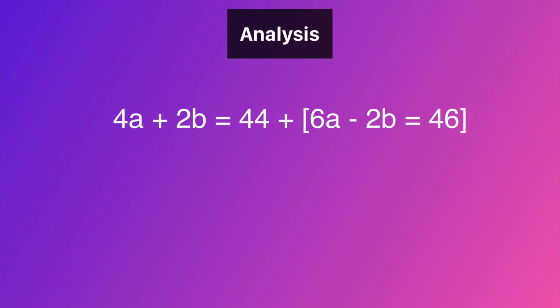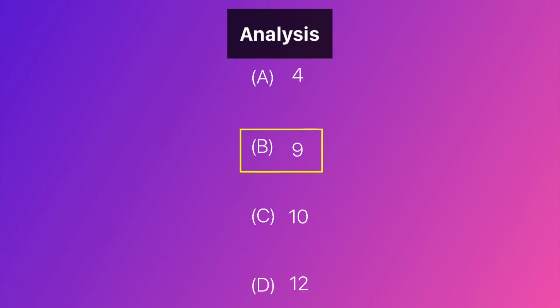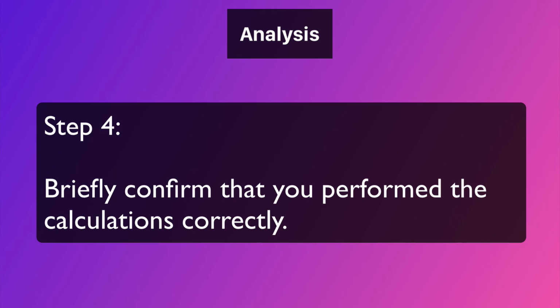We set up our problem and then simplify. A equals 9, so choice B is correct. Step 4. Briefly confirm that you performed the calculations correctly.